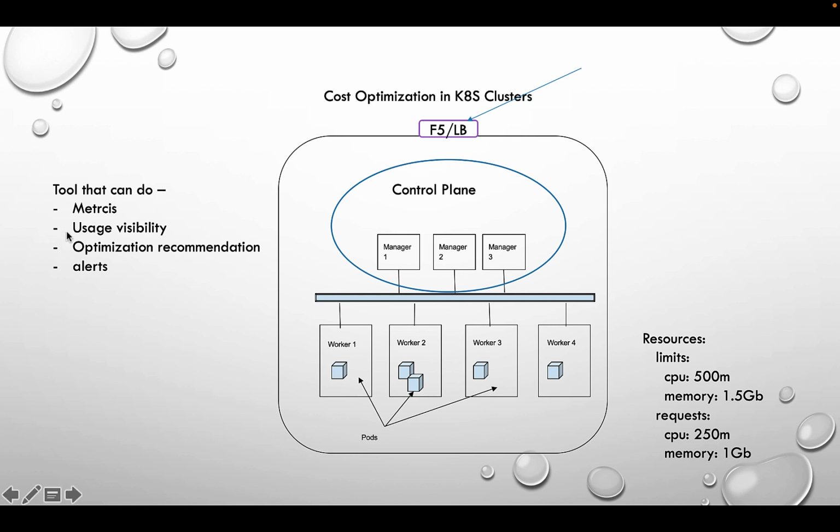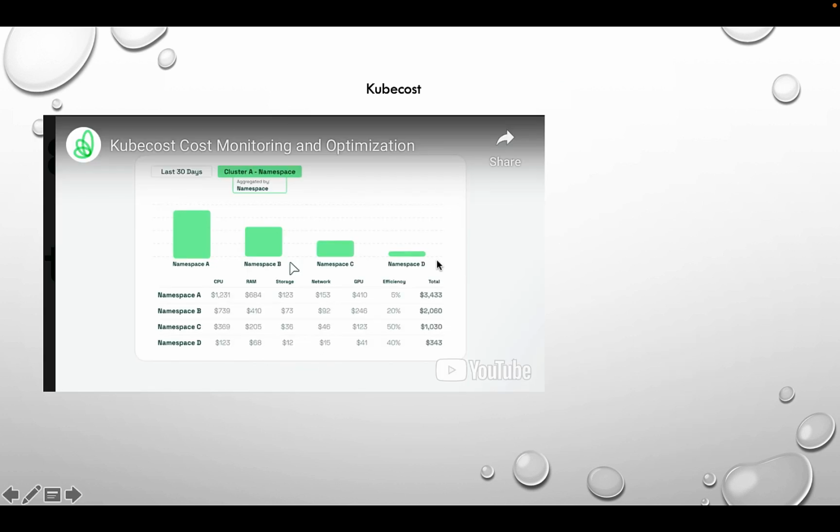So I need something called an optimization tool that also tells me, okay, reduce this and do this, and this is how you can save. And then definitely I want some alerts, like if my usage is going higher, then I want to be alerted. There are many tools available. One is called kubecost, and another one is called cloudability, and there are many more out there.